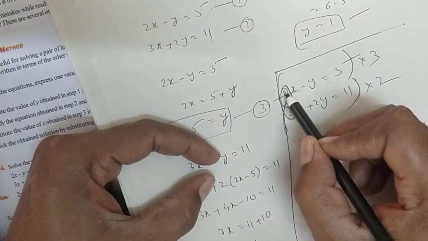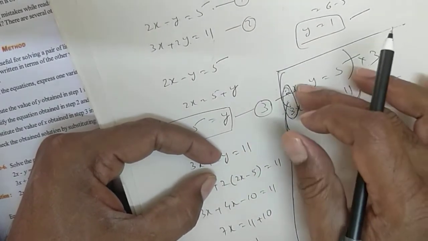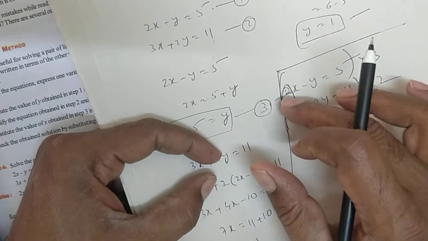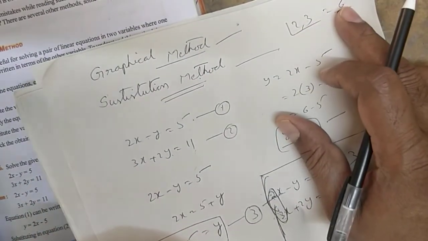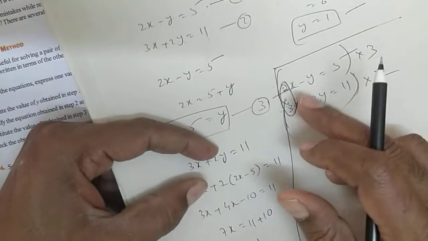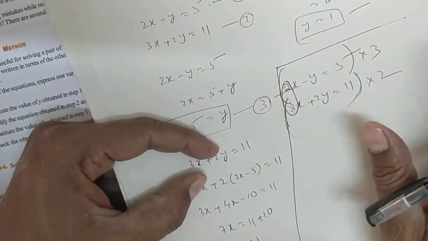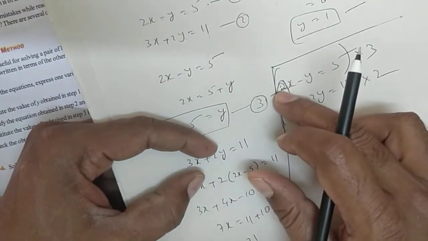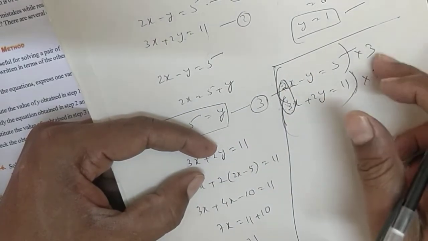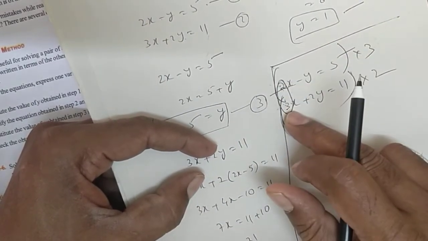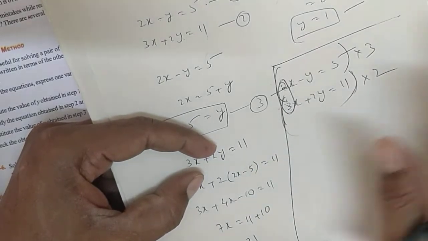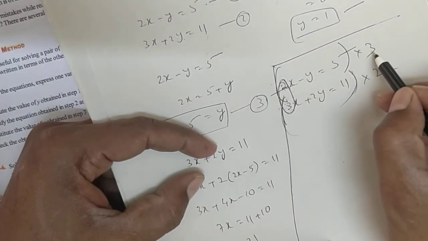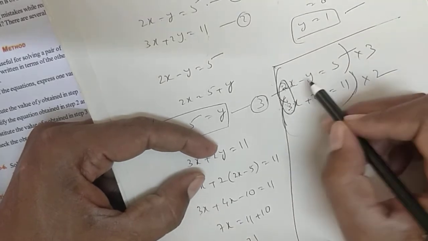The x coefficients here are 2 and 3, they are different. If they are different, you have to find the LCM of the numbers. What LCM did you get here? 6. So you want to make both x coefficients 6. The x coefficient 2 is there; to make it 6, you should multiply by 3. Here you have x coefficient 3; to make it 6, you should multiply by 2. That's it.